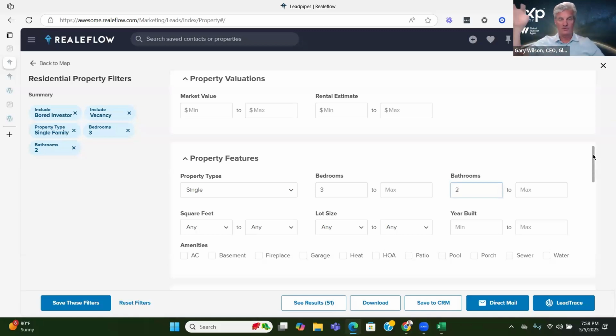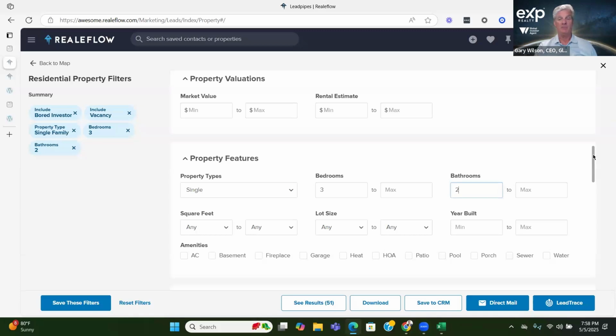Instead of just sending out all those "I want to buy your house" cards, or "I buy ugly houses" and putting up the bandit signs. I'm not saying they don't work. Everything works. If you work it hard enough, everything's going to work. This just makes it a lot more efficient.